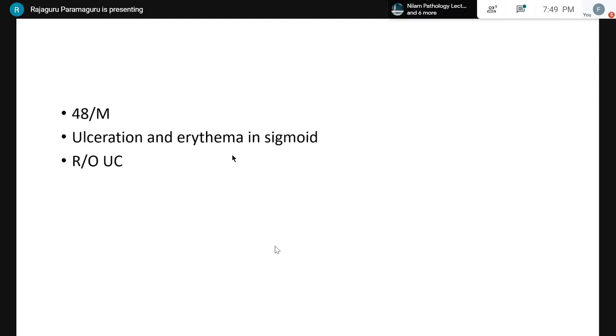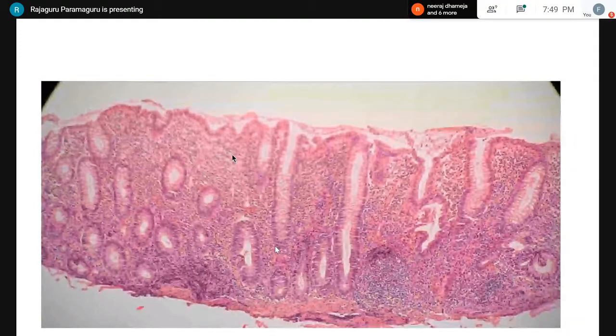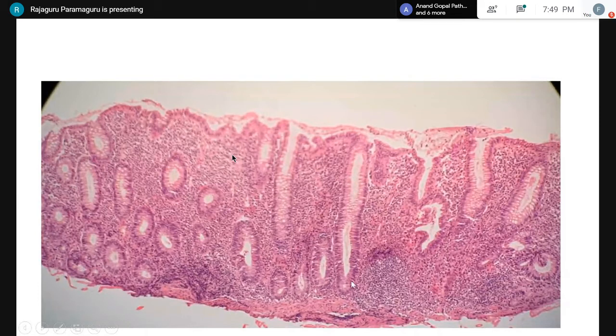So I'll be starting with a case here, a 48-year-old male with ulceration and erythema on the sigmoid colon, to rule out ulcerative colitis. So this was the finding given on the request, and the histological biopsy showed this kind of picture. I think you are able to appreciate the uniform increase in the lamina propria cellularity, and there is some area where you can see basal plasmacytosis, though not very classical. There is a basal lymphoid aggregate, which is also a feature which favors ulcerative colitis.